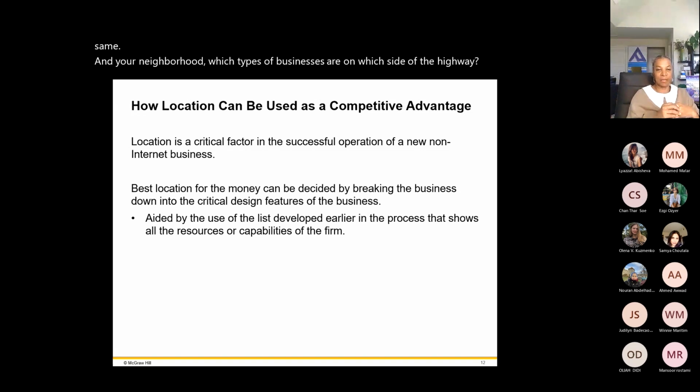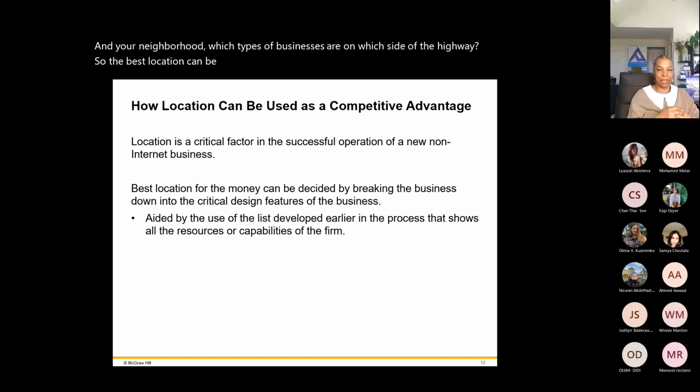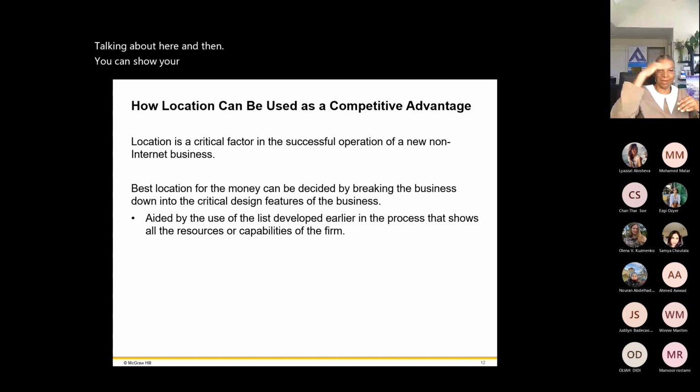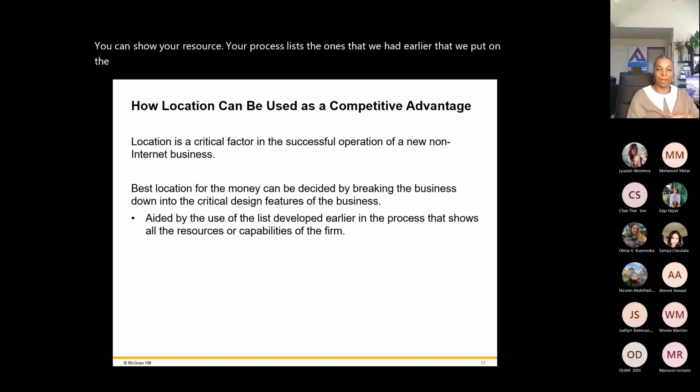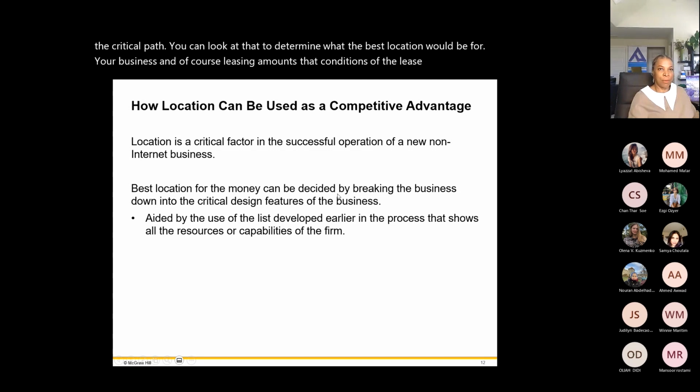The best location can be decided by breaking the business down into its critical design features, and that's what I'm talking about here. Then you can show your resource and process lists, the ones we put on the critical path earlier, and look at them to determine the best location for your business. And of course, the leasing amount and the conditions of the lease all come into play.